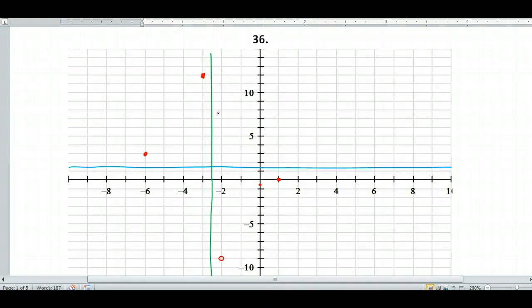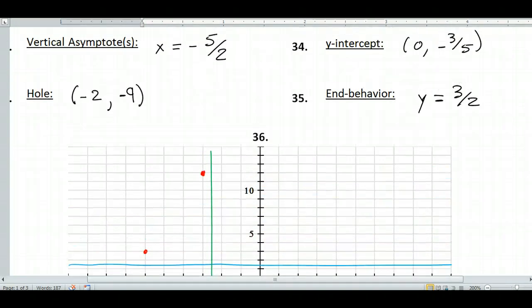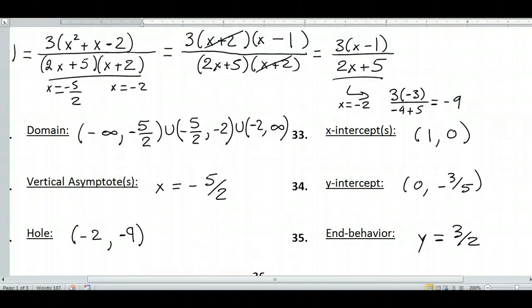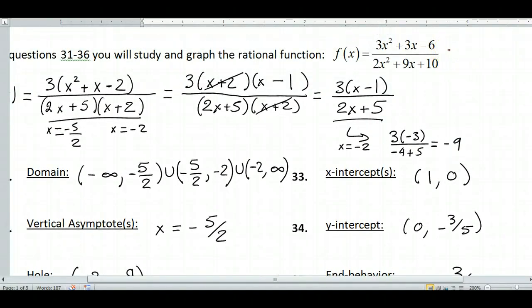I guess I could have plugged the calculator right here, right? I'm going to put this function into y1. So it is 3x squared plus 3x minus 6, divided by, don't forget the parentheses, right? 2x squared plus 9x plus 10.